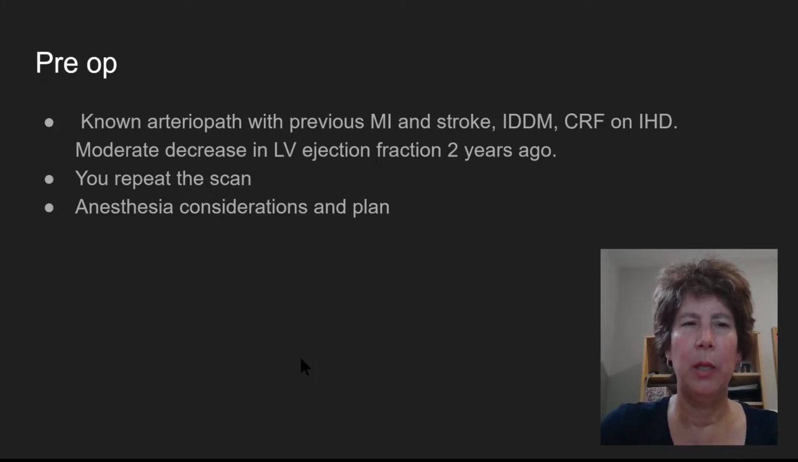So I'm just going to quickly recap what the question was. We have a patient coming in for an amputation with significant comorbidities. We knew that he had a moderate decrease in left ventricular ejection fraction a few years ago. You repeated the scan, and your task was to review the echo and come up with a diagnosis and your anesthesia considerations and plan.